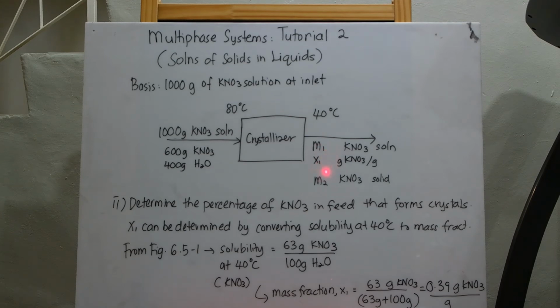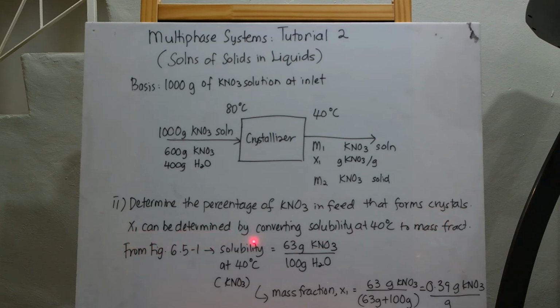If you refer to the textbook, we actually have Table 6.5-1, solubility for potassium nitrate. So let's find this x1 from this table. If we have this, then the mass balance for finding M2 and M1 is easy. But the trick is, we need to find x1 first, because we know the temperature for this potassium nitrate solution solubility. So let's determine x1 first.